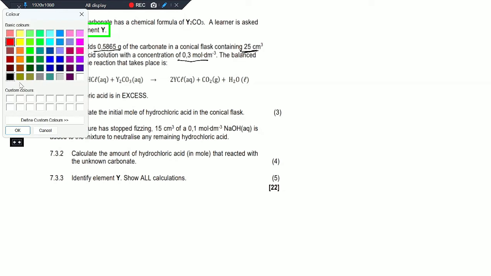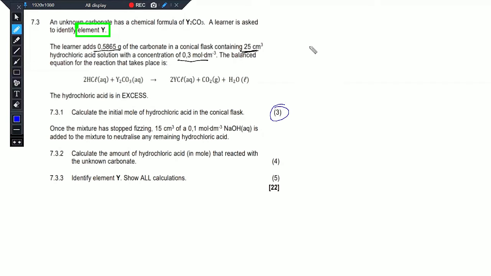Okay. Now, what are we supposed to do here? This is a 3-mark question. We know formula, substitution, correct answer. Calculate the initial mole of hydrochloric acid in the conical flask. So for that question, we already have the volume and the concentration. So it's just c equals n over V.